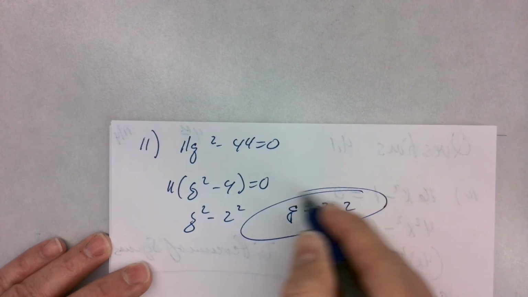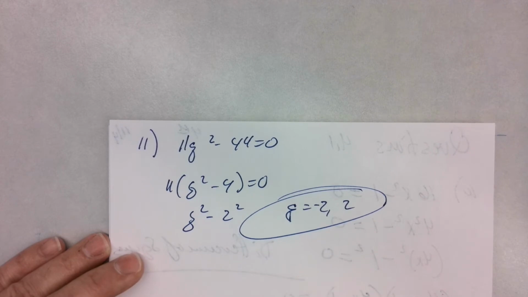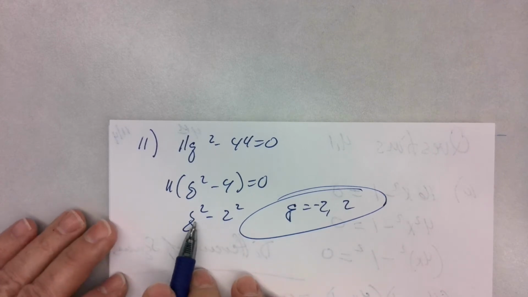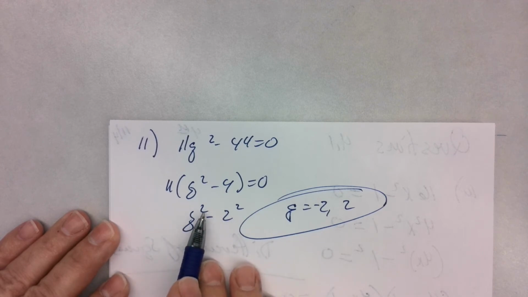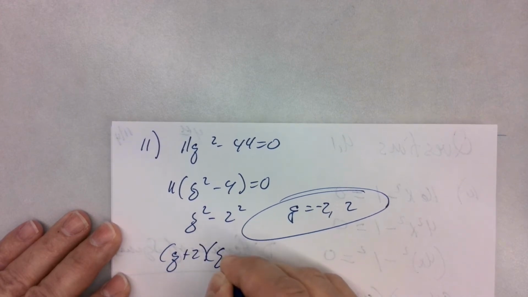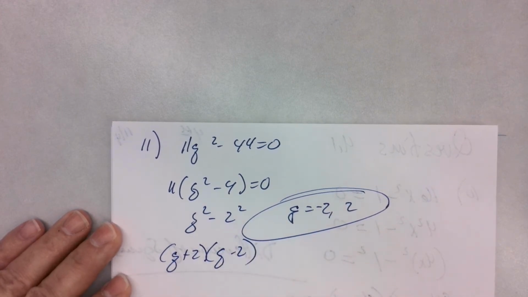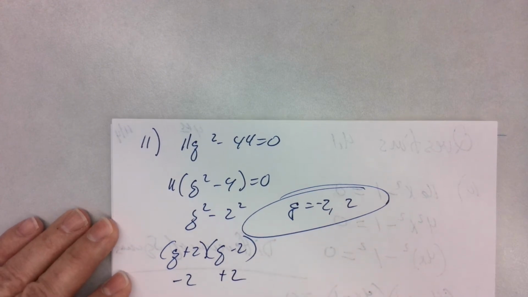Now, how did David get that fast? Well, he knew that this was what? The difference of squares, right? I know that that's going to be q plus 2 and q minus 2. That gives me a negative 2. That gives me a positive 2. Once you can see that, it makes these problems way easy.